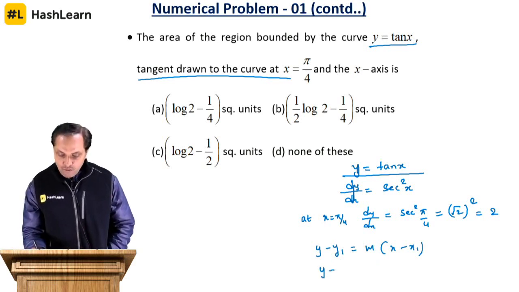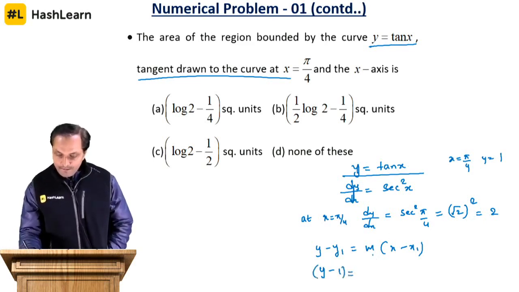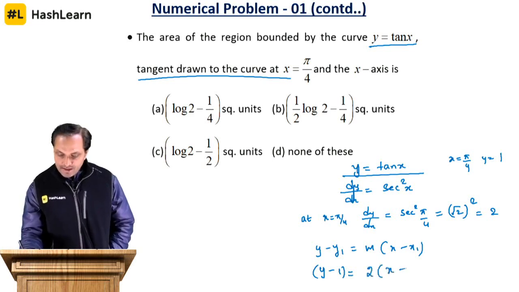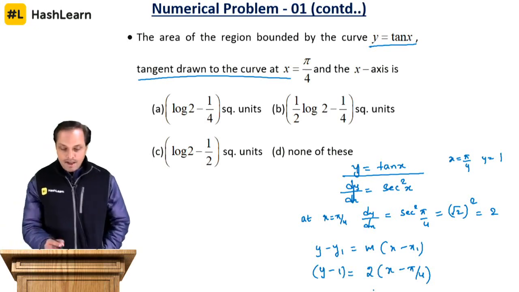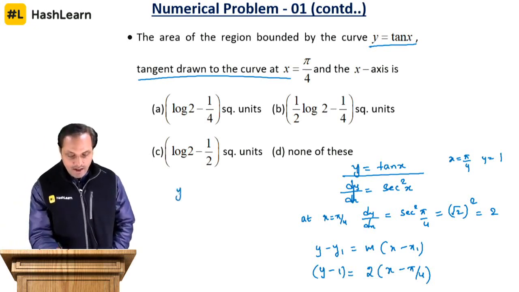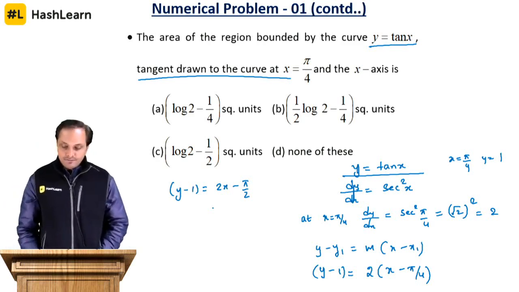If you take y minus y1, what will be y1 when x is equal to pi by 4? Y will be tan pi by 4, which is nothing but 1. So y minus y1 is 1, slope m is 2, x minus x1 is pi by 4. This is the tangent. So your tangent is something like this: y minus 1 is equal to 2 into x minus pi by 4, that is 2x minus pi by 2.